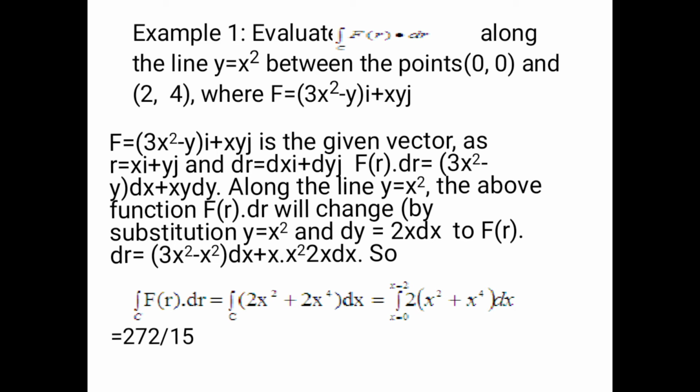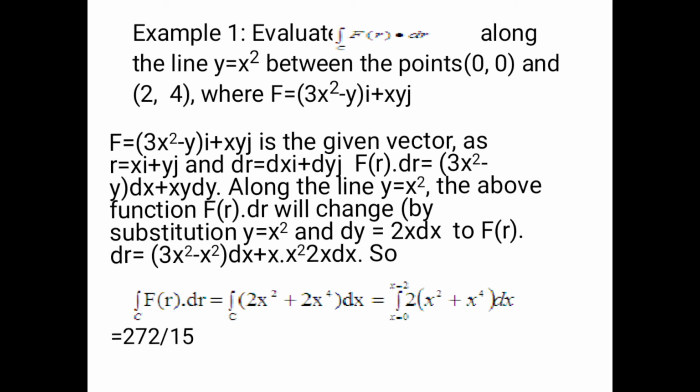So we have F is equal to (3x square minus y) into i plus xy into j, and we take r is equal to xi plus yj in the xy plane, and dr is equal to dx into i plus dy into j. So F dot dr will denote (3x square minus y) into dx plus xy into dy. So F dot dr is a scalar function of two variables x, y and its differential coefficients dx, dy.